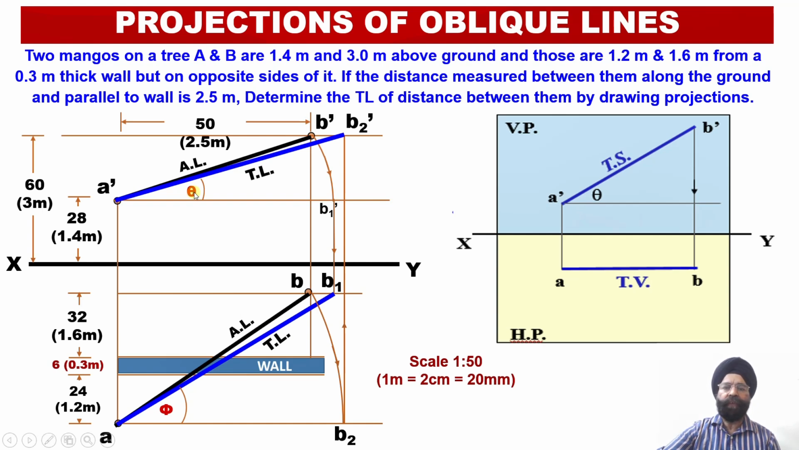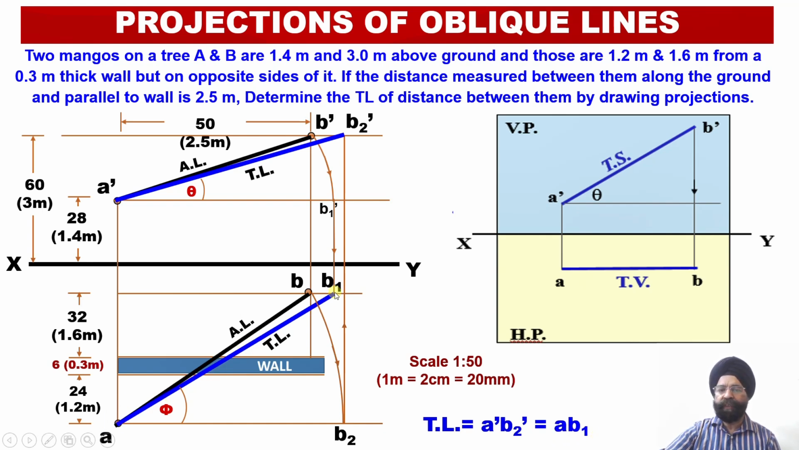Now in order to verify the accuracy of this construction, we must measure the A dash B2 dash distance, that is the true length distance in the elevation. This must be equal to the true length distance in the plan, that is AB1. So A dash B2 dash, the true length in the elevation, should be equal to AB1, the true length in the plan.